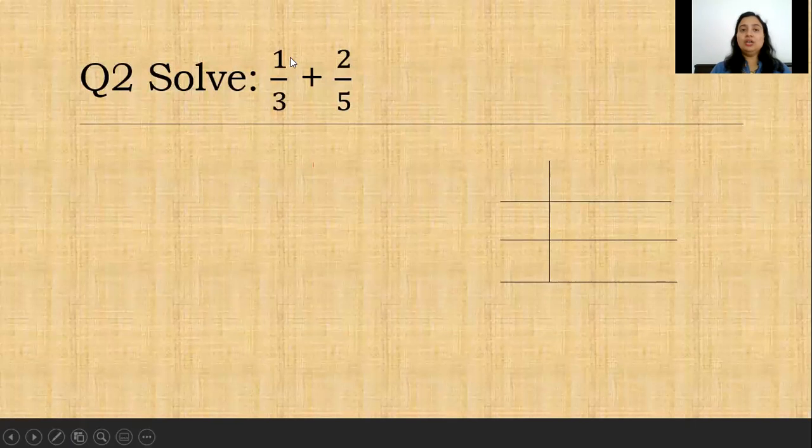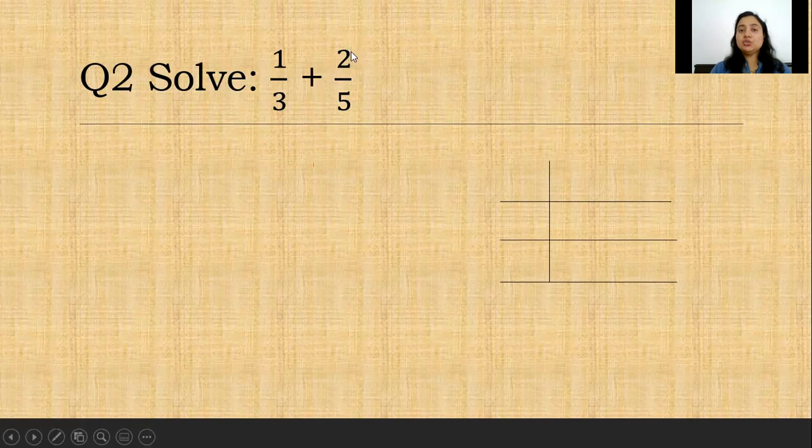Okay, now solve 1 by 3 plus 2 by 5. Now who will tell me that the denominators are 3 and 5, and they are different as well? So we need to find the LCM again. So let's see. I have already written 3 comma 5 here.